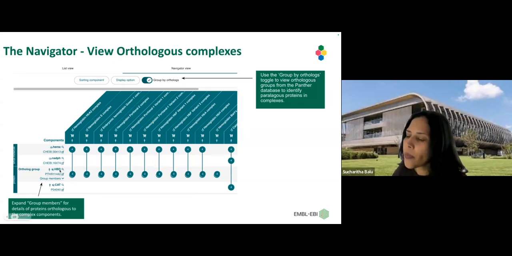And for this particular component, hemoglobin D, with this toggle switched on, and if we expand the group members, you can see the orthologous proteins to the human protein across other species, everything from chimpanzee to rat. And this information is brought in from the Panther database.